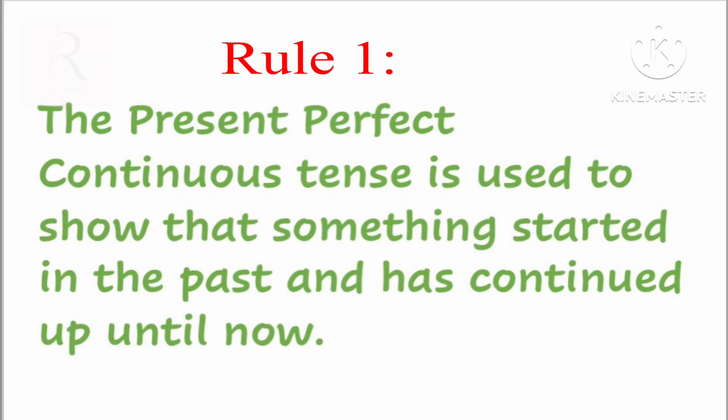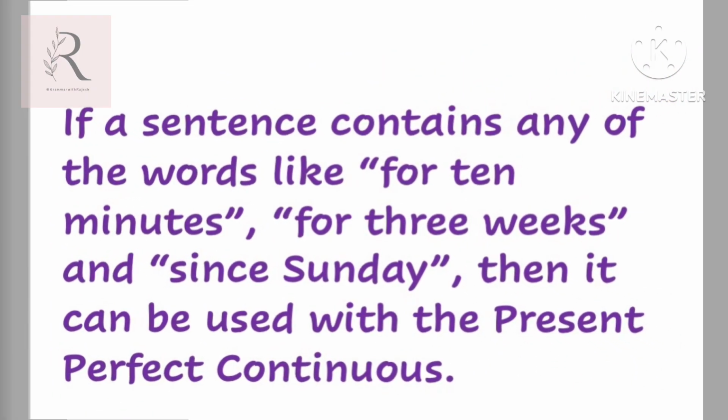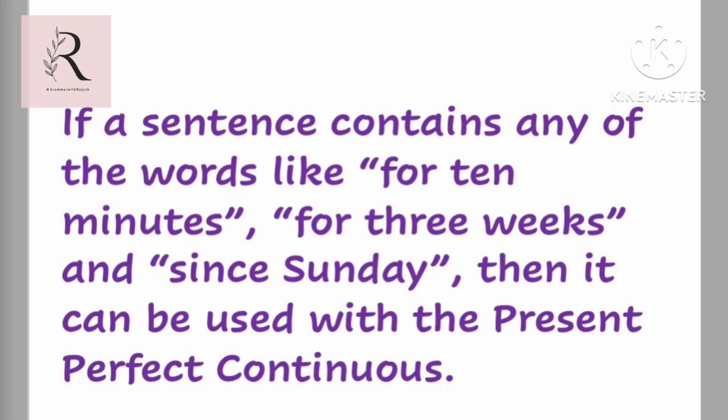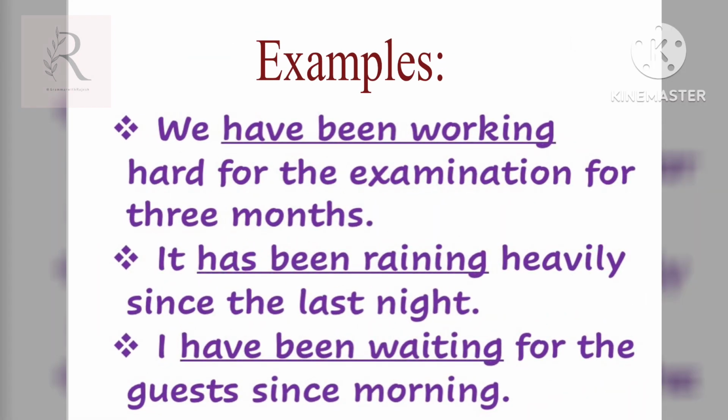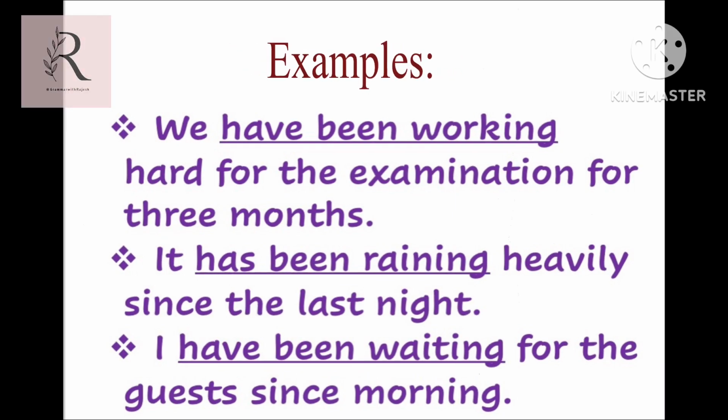Rule number 1. The present perfect continuous tense is used to show that something started in the past and has continued up until now. If a sentence contains any of the words like for 10 minutes, for 3 weeks, and since Sunday, then it can be used with the present perfect continuous. For example, we have been working hard for the examination for 3 months. It has been raining heavily since last night. I have been waiting for the guest since morning.